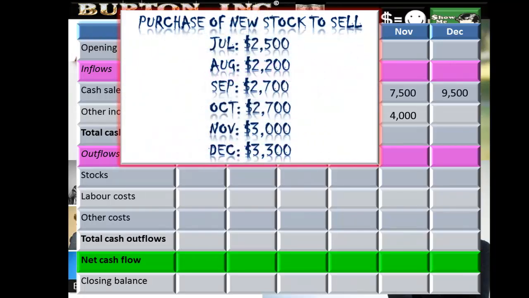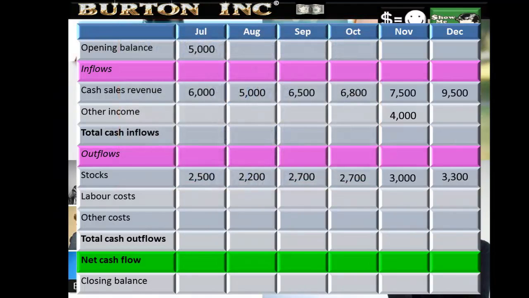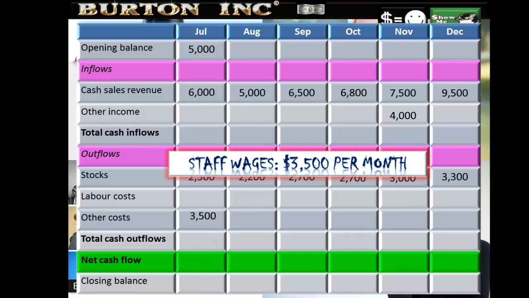The purchase of new stock to sell. So we've got to buy in stock before we can sell it. Looks like every single month, July, August, September, October, November, December, we are buying in stock to sell. Just put them in the appropriate column. A purchase of stocks. Bang, bang, bang. Staff wages of $3,500 per month need to be paid. A cash outflow. Plug them in.